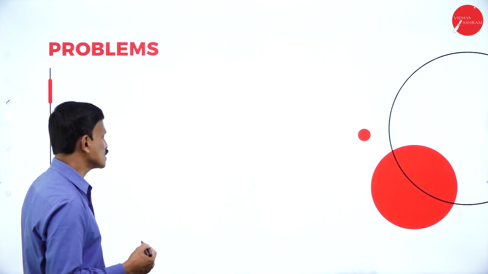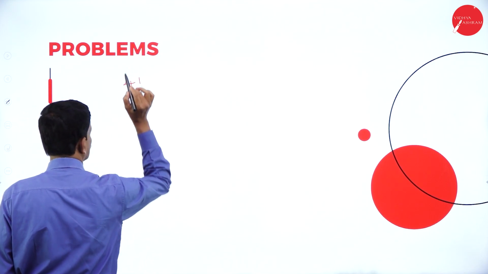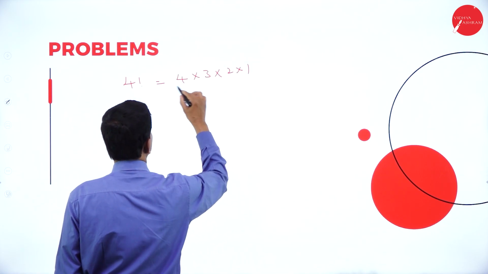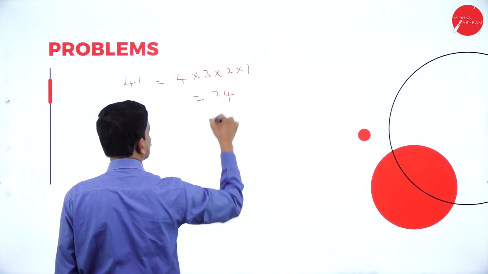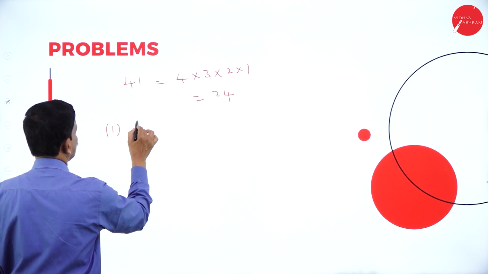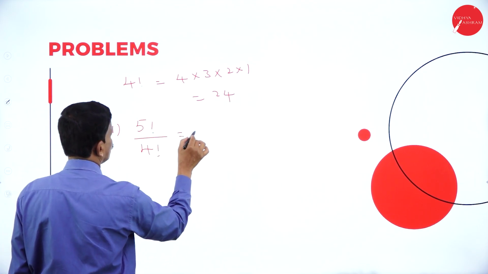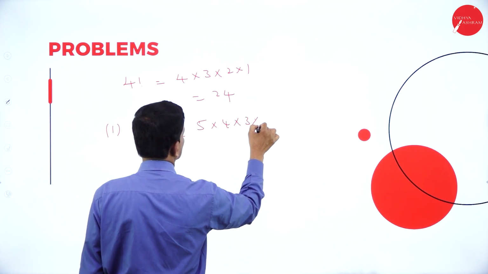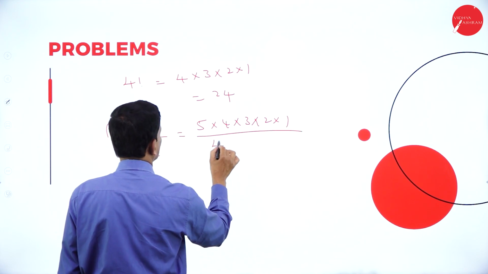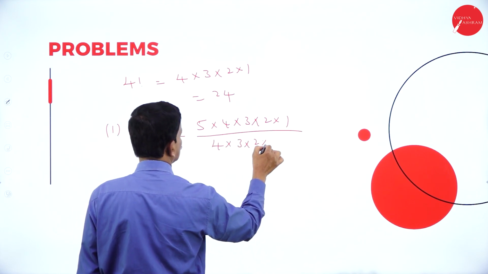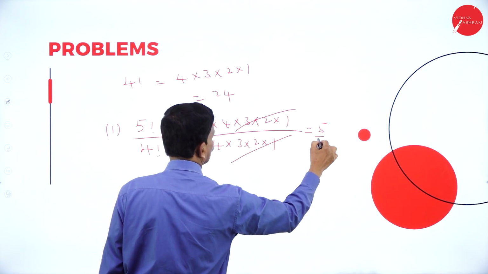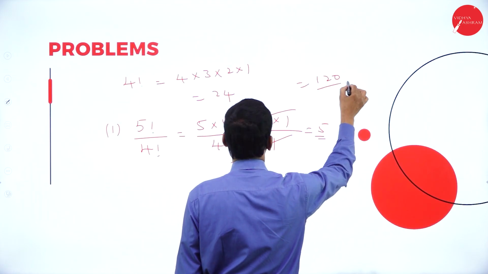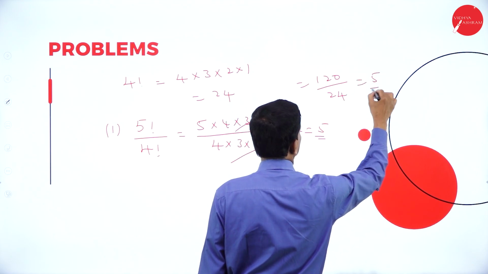Now let us take one more example. The factorial of 4 can be written as 4 into 3 into 2 into 1, which is 4 threes are 12, 12 twos are 24. Suppose you want to find the value of factorial 5 divided by factorial 4. Factorial 5 is 5 into 4 into 3 into 2 into 1, divided by 4 into 3 into 2 into 1. These cancel, and you get 5. Or from the previous values, 120 divided by 24, since 24 fives are 120.